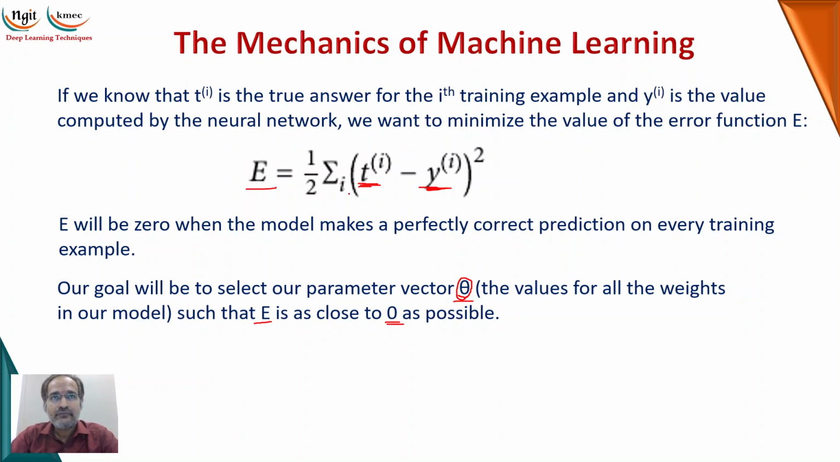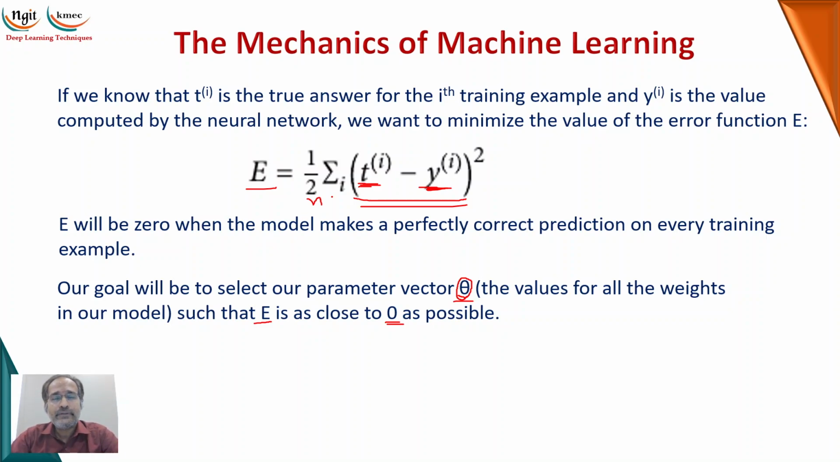See here, we have the error function: t minus y squared, summed with sigma, and we are adding the 1 by 2. Actually, we can give 1 by n or 1 by m, the number of records, but instead we are giving this 1 by 2. Why are we giving this 1 by 2? There is a small reason behind this. When we discuss gradient descent, you can understand that. I will explain at that moment.